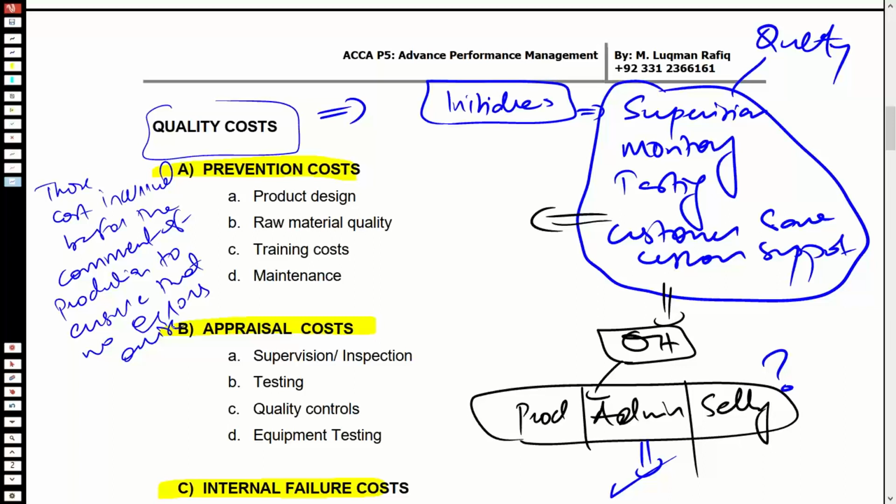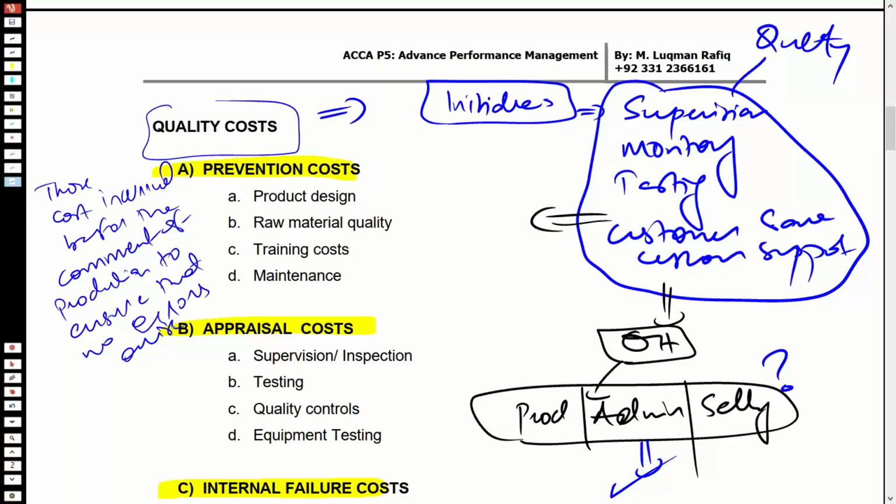All those costs which are incurred in order to make sure that quality related issues do not arise are going to be considered as prevention costs.